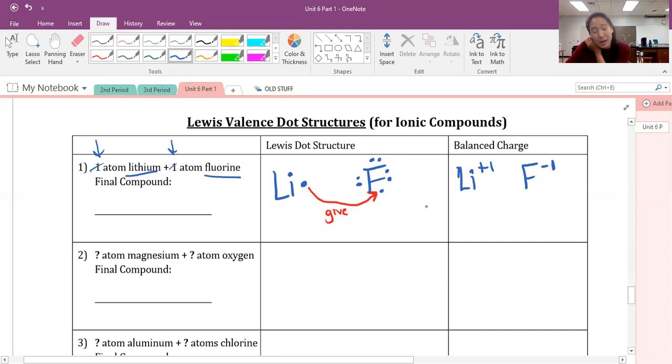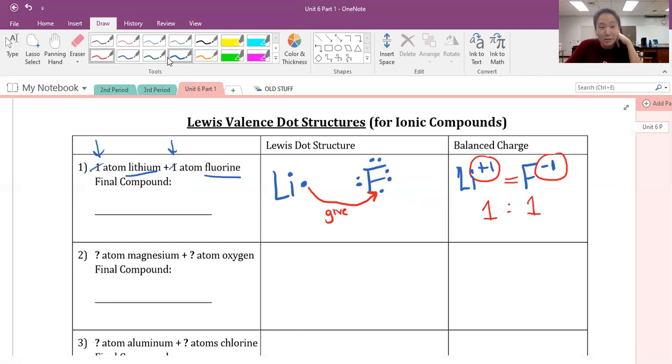So here now, all you're trying to do when you're making an ionic compound is make sure that all parties are happy, right? So you want to make sure that these charges in the corner actually cancel out, okay? So when they create an ionic bond, you want it to become a neutral compound. So positives and negatives have to cancel out. Does +1 cancel out with -1? Yeah, they do. So how many of each do we need? For every 1 lithium, we need 1 fluorine. Okay, so how would we write that?